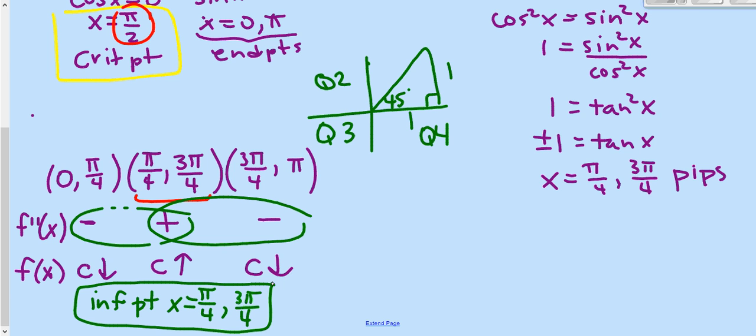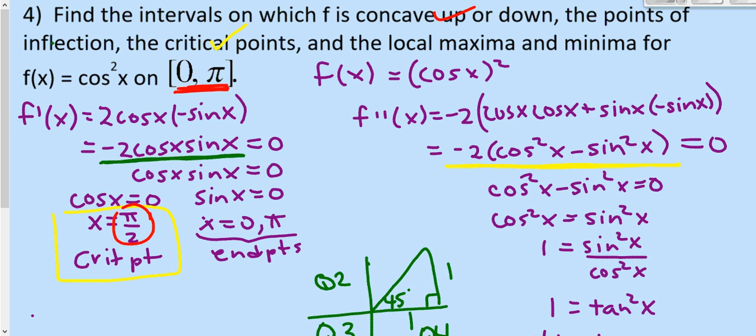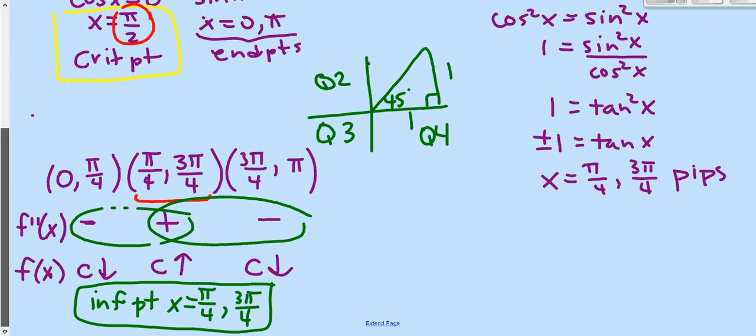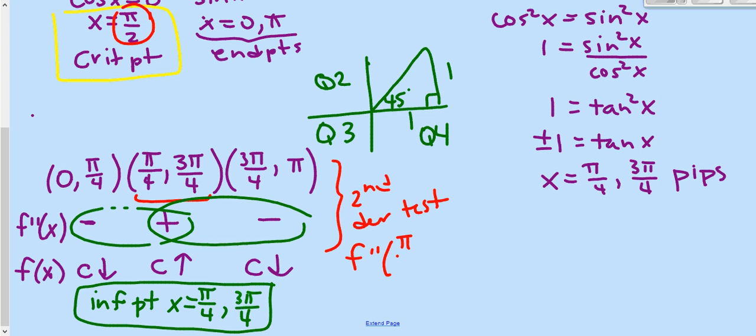Now, the other thing we haven't done yet is the local maxima and minima. So we have our critical point. The critical point is pi over 2. To figure out if it's a local max or min, we would use either the first derivative test or the second derivative test. And did you know that we have already done the second derivative test? Because we have already taken pi over 2 and plugged it into the second derivative, and we got a positive.